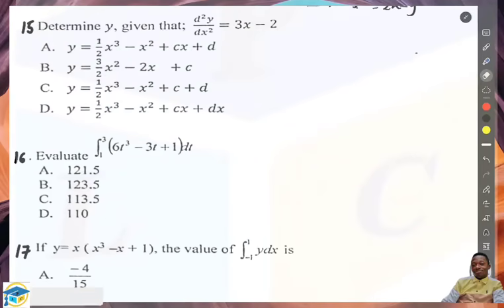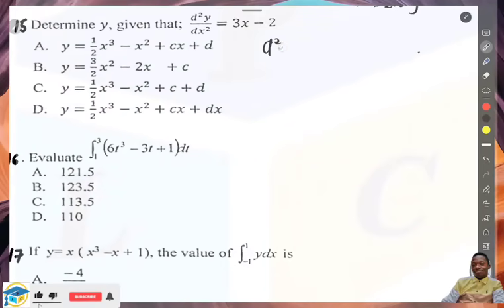Question number 15. We have d squared y over dx squared, and that should be equal to 3x minus 2. So when you say this, then we are asked to find or determine y. Then you want to integrate this function back to its original form. When you integrate d squared y over dx squared, you're going to get what?